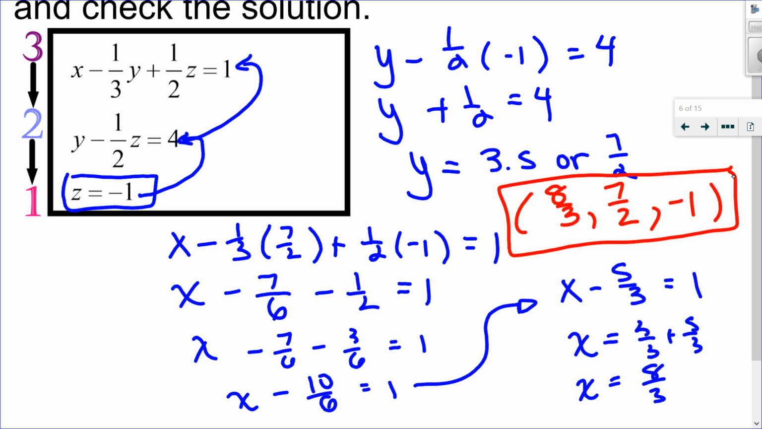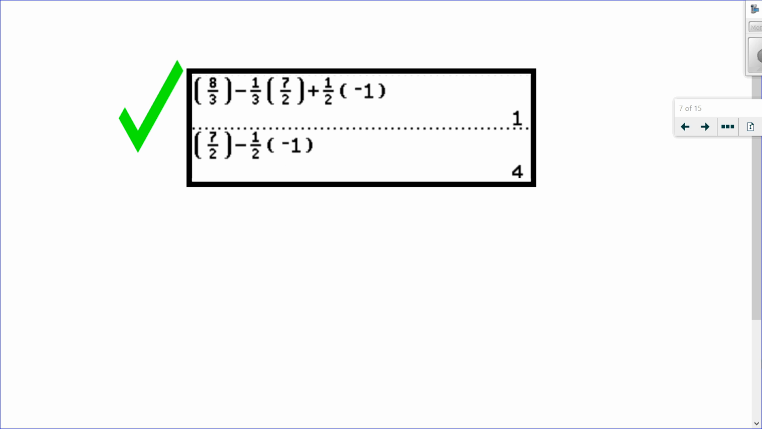So as with this and every equation that I do with you guys, I always really recommend that you go and check. So over here, you can see here's my check. And I substitute it into the first equation. I get the correct answer I'm supposed to get. And I substitute my values into the second equation. And I also get the value I was supposed to get. So I know I'm correct.